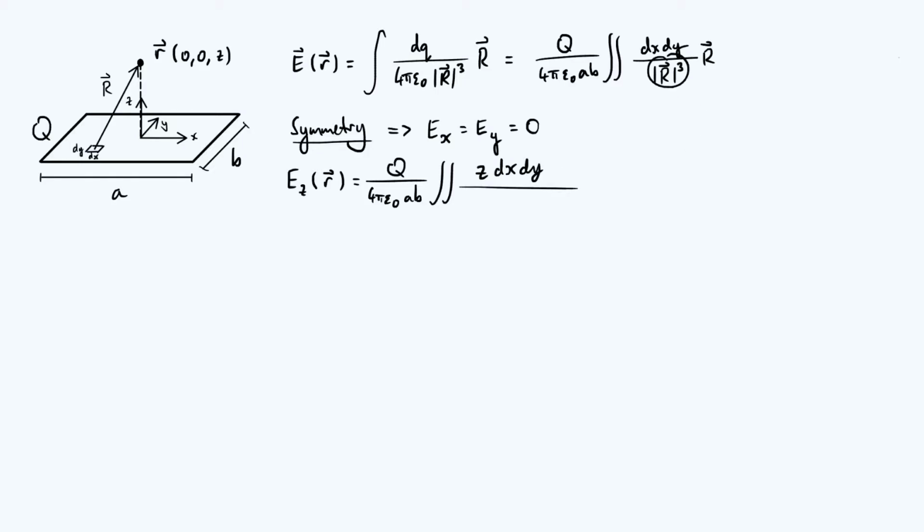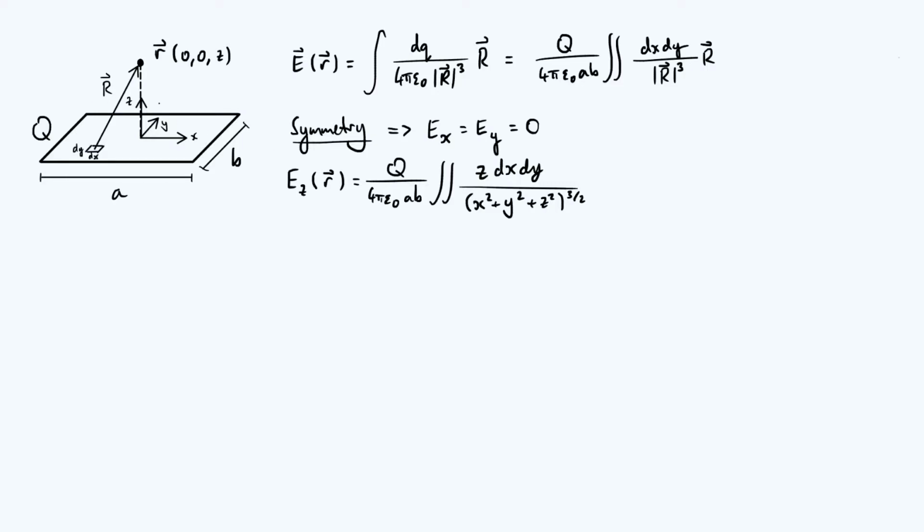The denominator is mod r cubed, right? And modulus of r is going to be x squared plus y squared plus z squared, and then that's to the power of a half, but then we cube it, and so it's to the power of 3 over 2, right? The modulus of r being the square root of x squared plus y squared plus z squared follows directly from Pythagoras' theorem in 3D. Now would also be a good time to think a little bit about the integration limits.